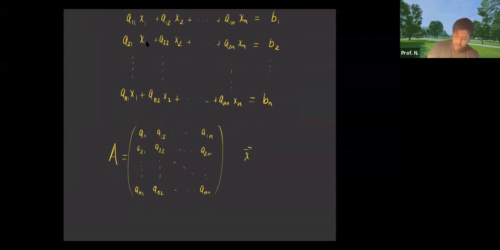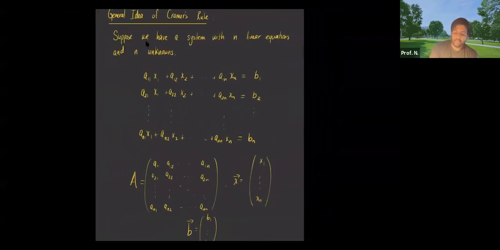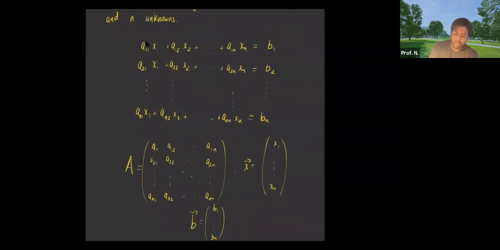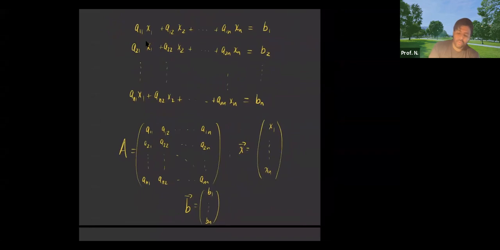And then we have our column vector X, which is X1 all the way to XN. And we have B, which is B1 all the way to Bn, right? This is what we have. This is our system in its general form. And what we're going to do is we're going to solve for one of them.